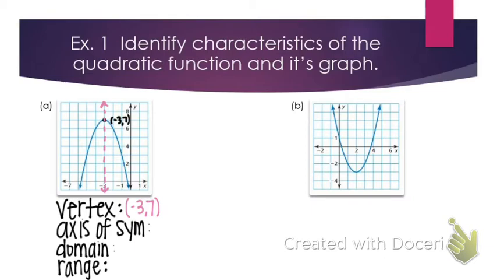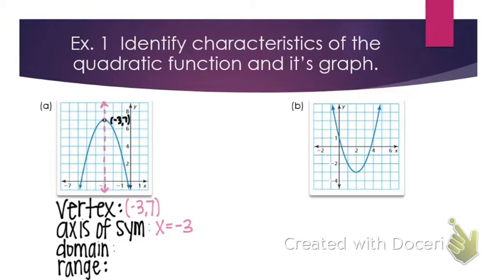-3. So what do I write down for the axis of symmetry? Not just a number, it's a line. We need the equation of the line. So what is it? X equals -3. Remember, we added that to our notes. It's a line, so when we identify the axis of symmetry, we have to write the equation of that line. So x equals -3.